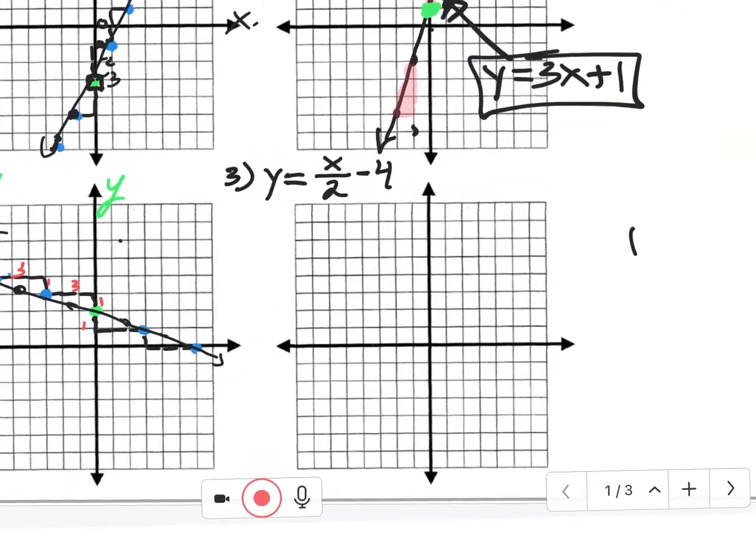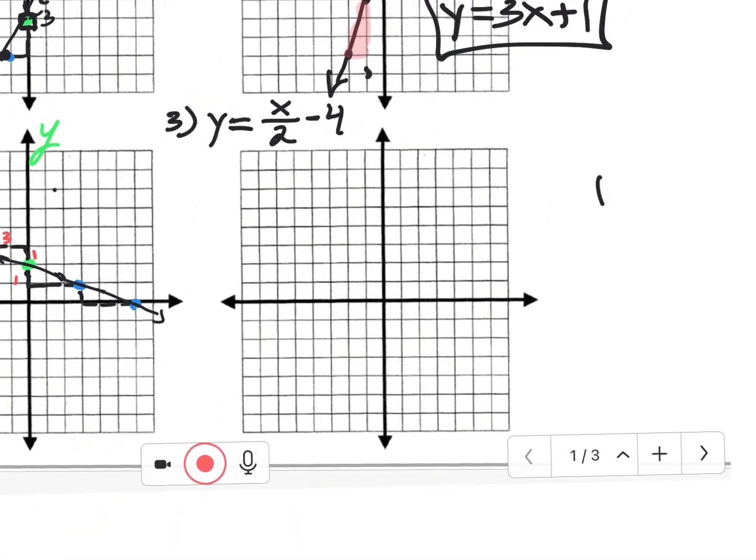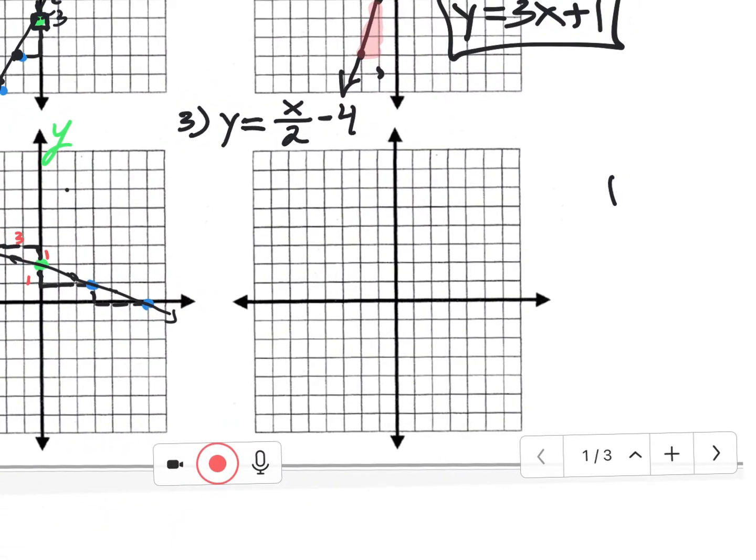Let's look at number 3. In number 3, what is the slope? Well, remember there's a hidden 1 in front of that x, so our slope is actually 1/2. And it's positive, so it has to be slanting to the right. Where are we going to start running and rising? We're going to start at the y-intercept. The y-intercept is -4. Remember, you have to start on the y-axis. So the y-intercept is down here at -4.